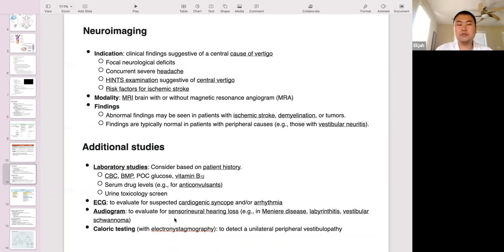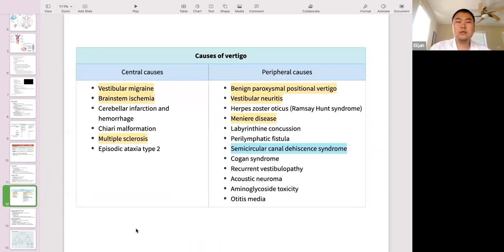And audiogram to evaluate the sensorineural hearing loss, for example in Meniere's disease, labyrinthitis, vestibular schwannoma, and caloric testing to detect unilateral peripheral vasculopathy, although it's often not used in the clinical situation. And the causes of vertigo, there are many causes of vertigo.